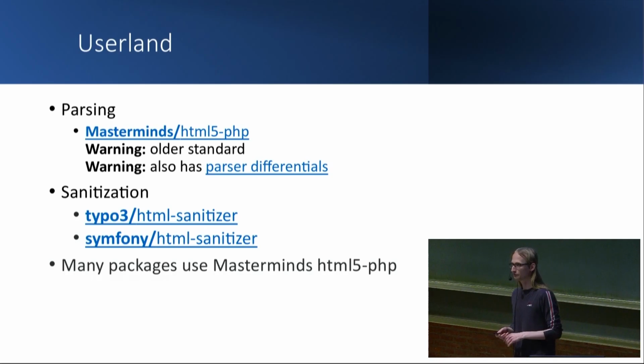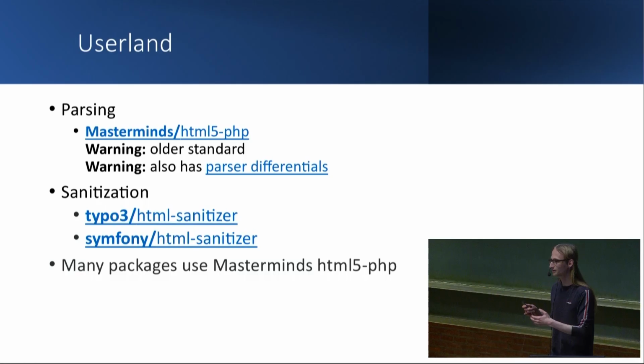However, you should be aware that the userland parsers are inherently limited by what the DOM extension can do. Besides that, the Masterminds project is already over 10 years old, and it uses a spec from 2015, 2016. So it's a bit behind what we currently have. And very interestingly, it has known parser differentials.